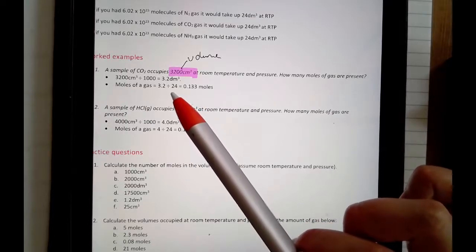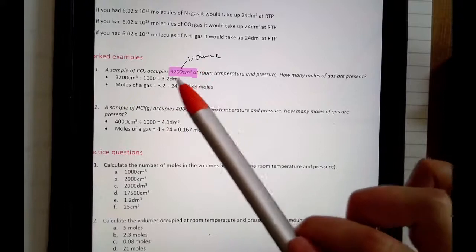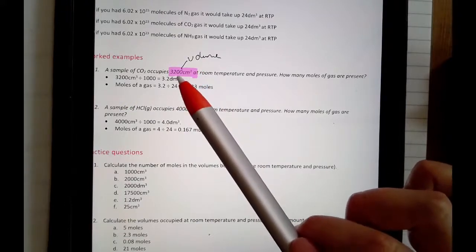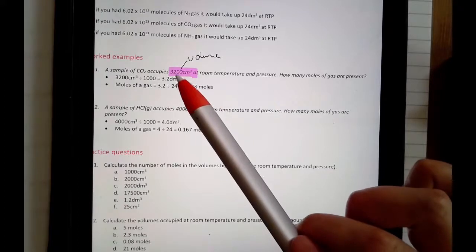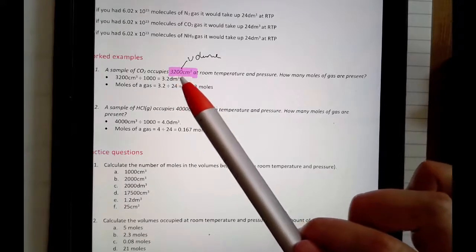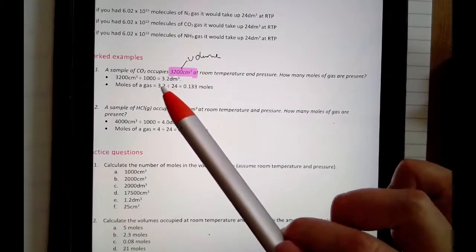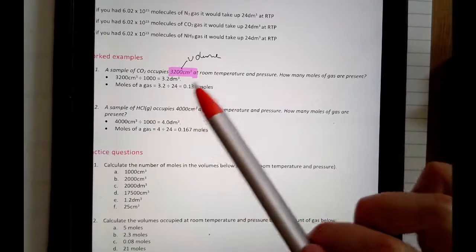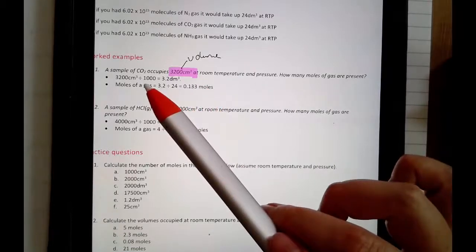If I had 1 mole of gas, it would be taking up 24 litres. This is telling you the volume. You can see that it's a much, much smaller volume than 24 litres. It's only 3.2 litres. So I know I don't have a full mole of the gas. And if I do 3.2 divided by 24, I will see that I only actually have 0.1 moles of CO2.